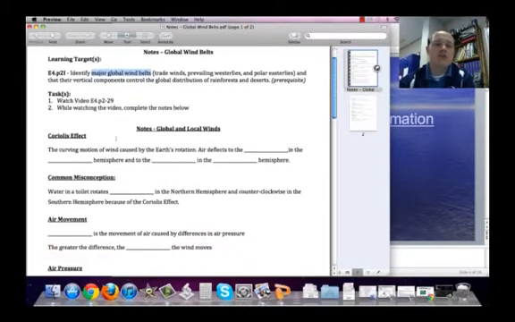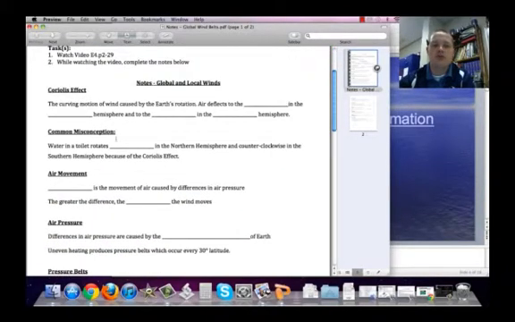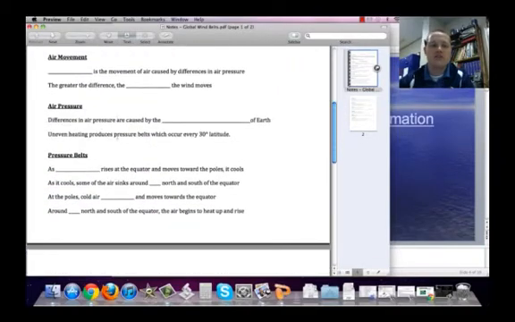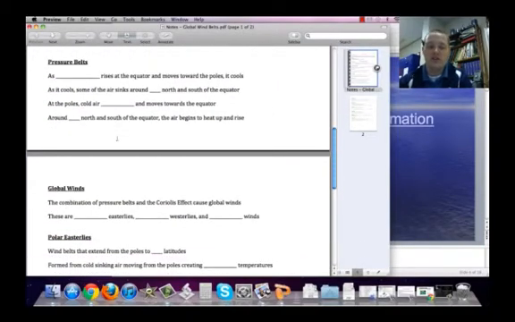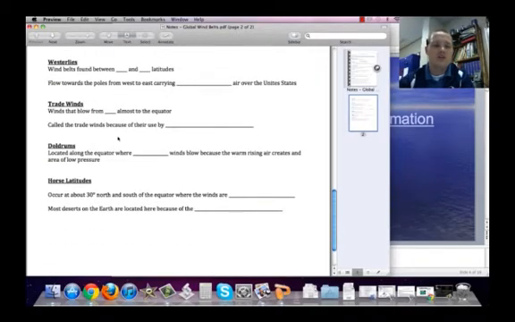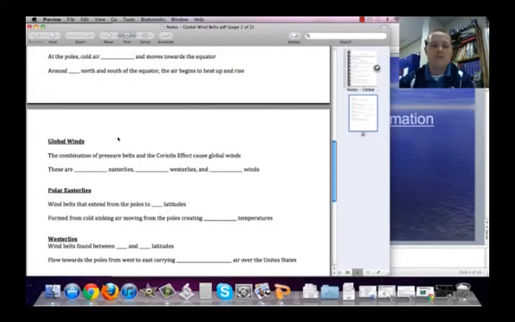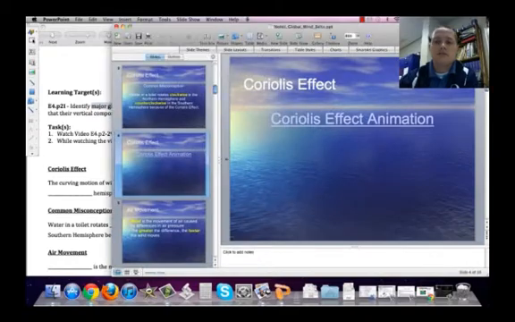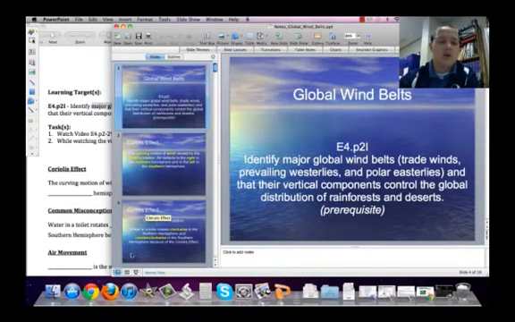As you're going through here, your simple task is to fill in the notes as we begin talking about these different types of air masses, how air is created, how winds are created, and then how these actually are distributed and move across the entire world because of the Earth's rotation. So we'll go ahead and get started, and we'll be looking at global winds.